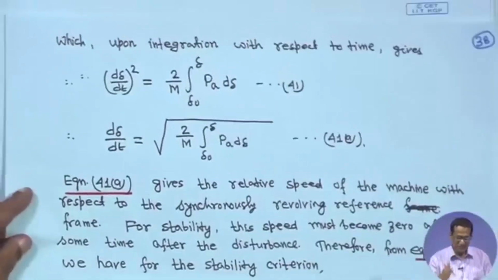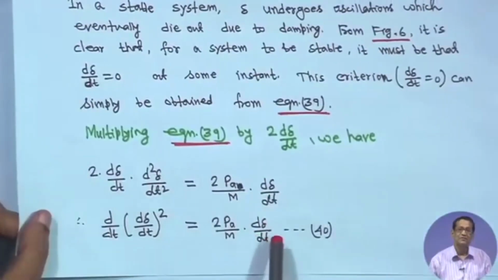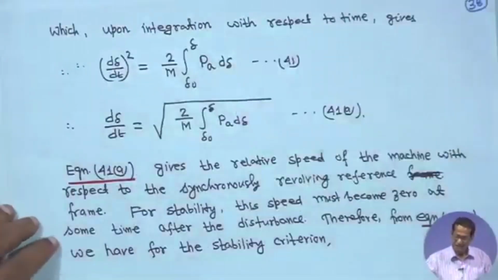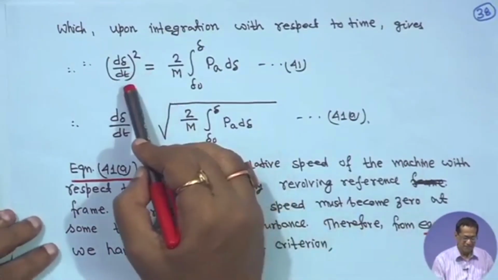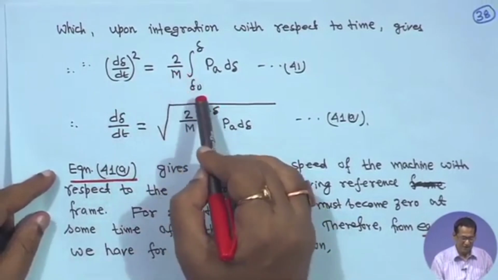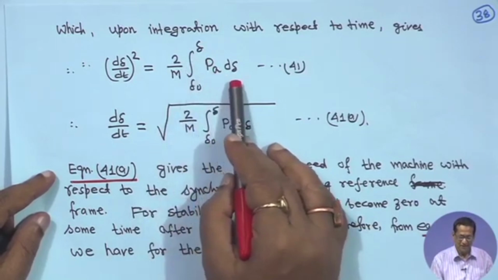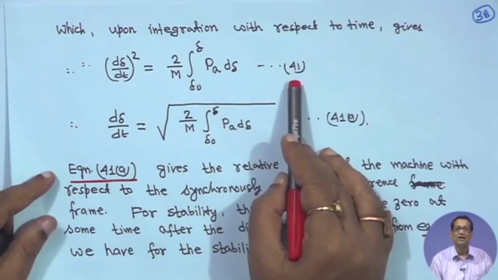Upon integration of equation 40, we get (d delta by dt) whole square is equal to 2 by M times the integral from delta 0 to some angle delta of P_a into d delta. This is equation 41.